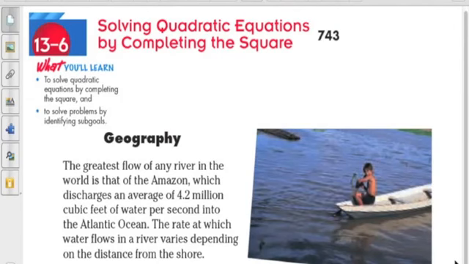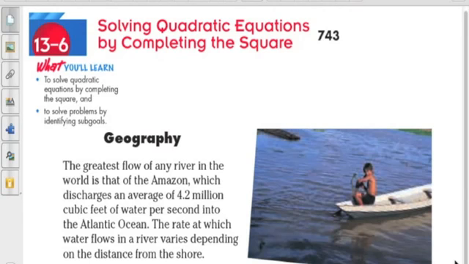Today we are going to learn 13-6, solving quadratic equations by completing the square. The objectives of this lesson are as follows: to solve quadratic equations by completing the square, and to solve problems by identifying subgoals. Let's consider the following.